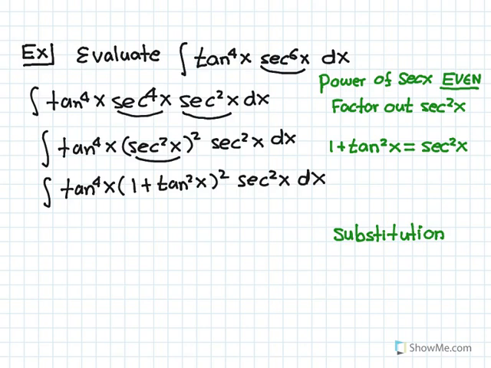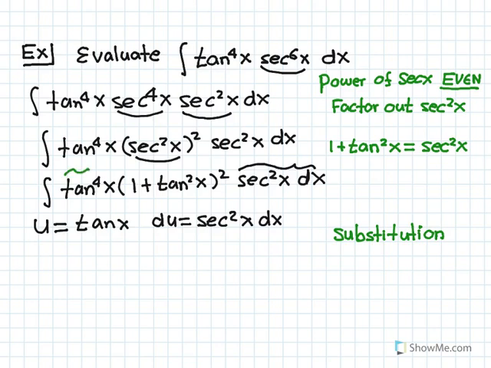We like everything to be in terms of tangent x so that we can use u substitution, then its derivative will be sec squared x dx, and it will cancel out this part here. So let's apply u substitution. We'll let u be equal to tangent x, and its derivative du will be secant squared x dx. So this part, tan to the fourth x, is u to the 4. This part will be 1 plus u squared, all squared, and this part, sec squared x dx, will be du.